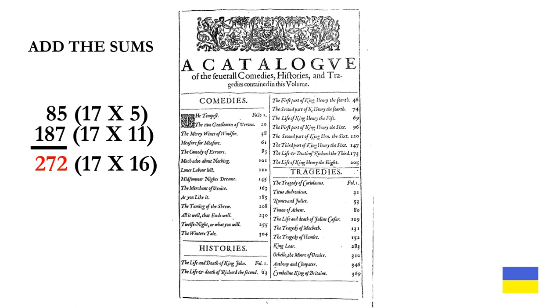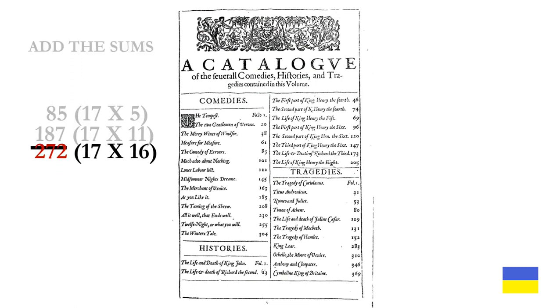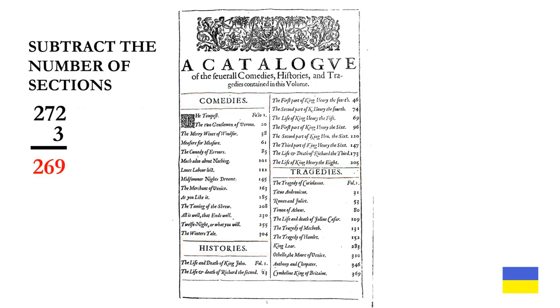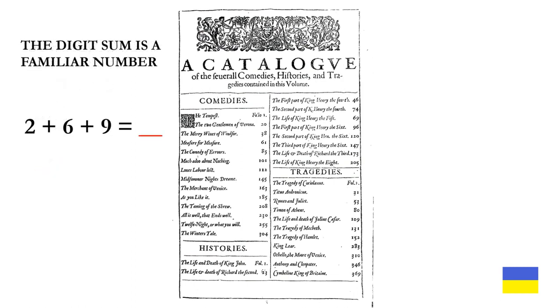But I found out something quite interesting. If we subtract the number of sections from 272, we get 269. And the digit sum is a familiar number, 2 plus 6 plus 9.